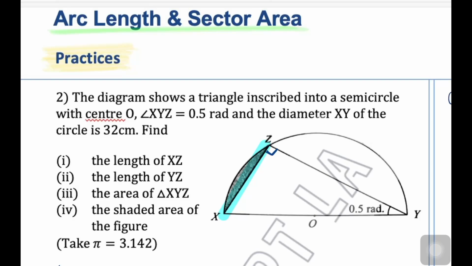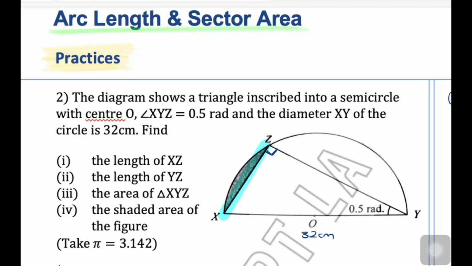Okay. Apart from that, the question also tells you that this angle is 0.5 radian. So over here, your calculations for angle will be in radian, and we shall see a little more on how you process angles when they are given in radian. And they also tell you that the diameter is 32 cm. So this is 32 cm. Okay, so with that, let's find the length of xz.